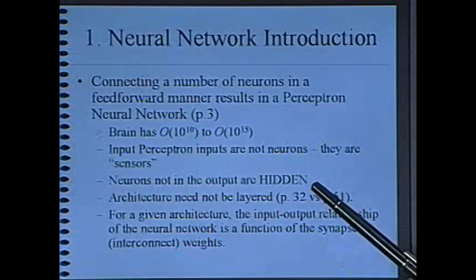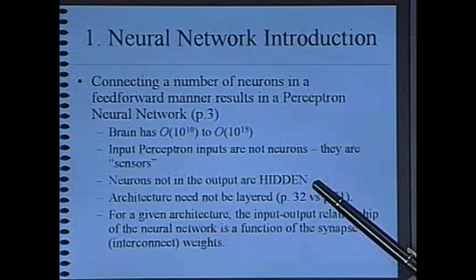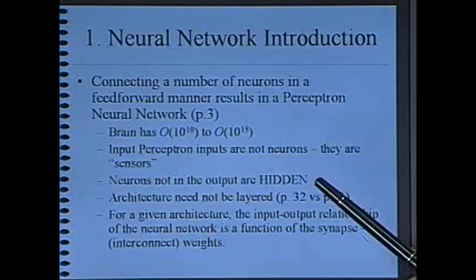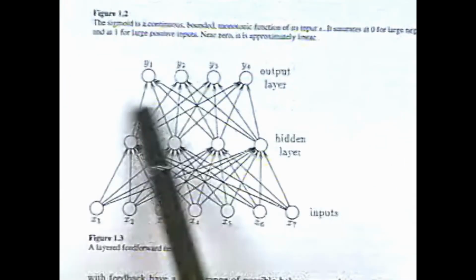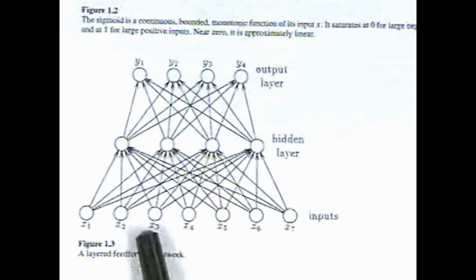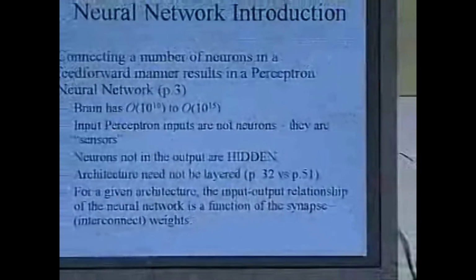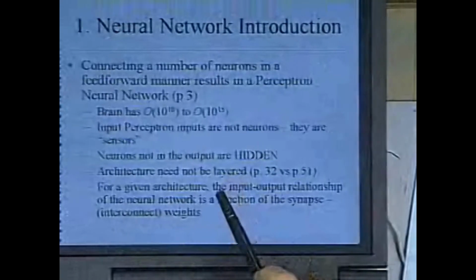There are two types of neurons in the layered perceptron. There are output neurons, which is where you take a reading, and there are hidden neurons. These are neurons which are not associated with an output. So for example here, these are the output neurons, and these are the hidden neurons. Okay? So there's two types, the output and the hidden neurons.